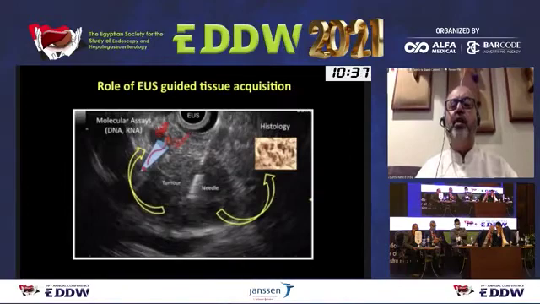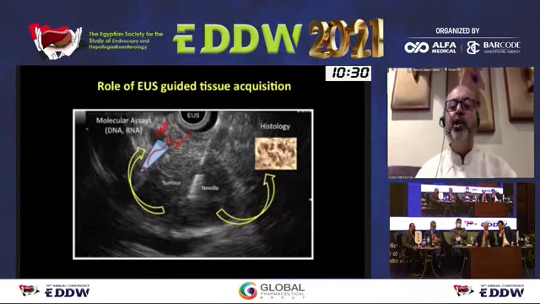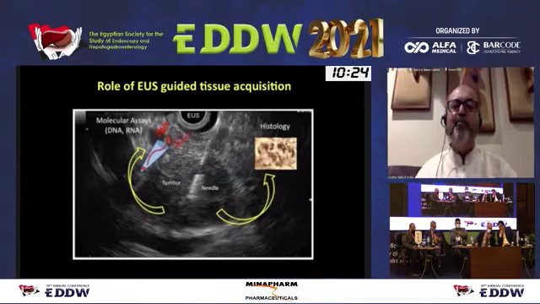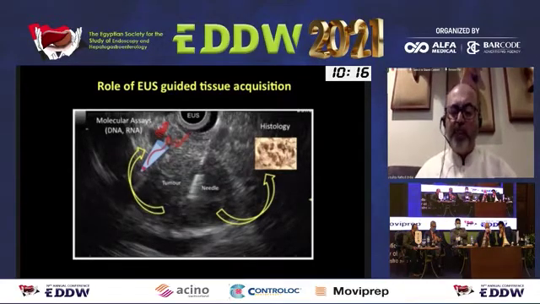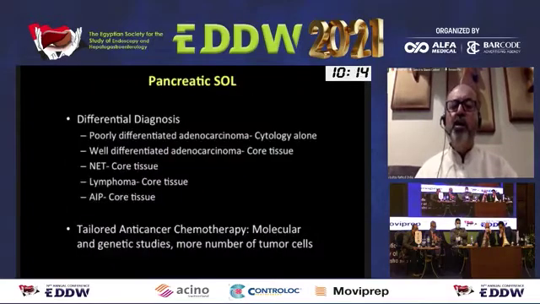Now, sonomorphological diagnosis is only one aspect. The second aspect is tissue acquisition, and that's where EUS comes into play. About 95% of patients are unresectable at the time of presentation, so EUS-guided tissue acquisition will be needed in those patients for planning some kind of neoadjuvant, supportive treatment or palliative care.